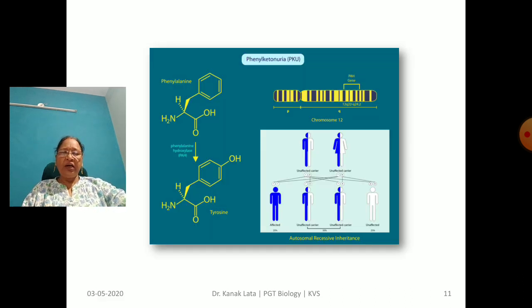This is the figure which shows the structure of phenylalanine and also the crosses among the individuals when both are carrier.